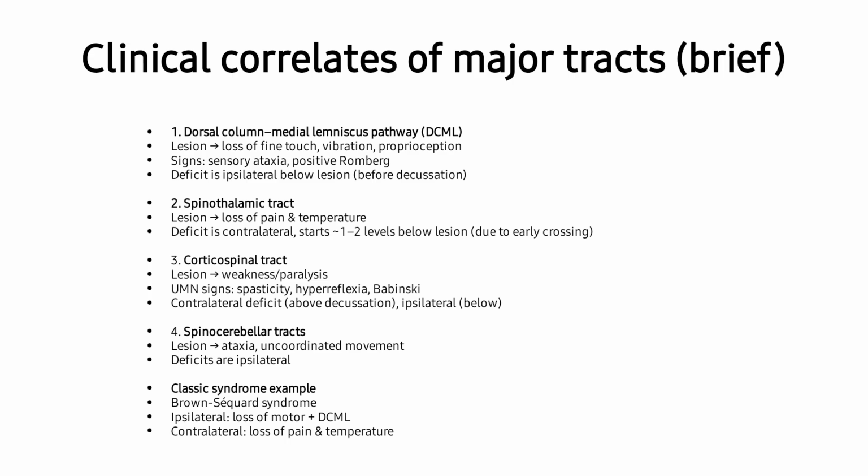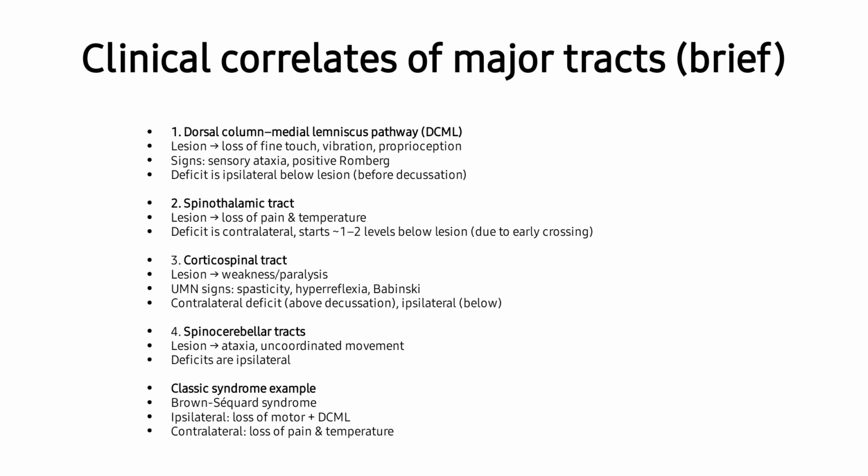Then the spinothalamic tract. So the spinothalamic tract, its modalities, once affected, it will produce loss of what? Pain and temperature. This one usually produces what? Contralateral, because remember, it starts from 1 to 2 levels. Then once it enters the spinal cord, what does it do? It ascends contralateral. So lesion in the spinal cord usually produces what? Contralateral effects. Okay, because it is crossing just after entering the spinal cord.